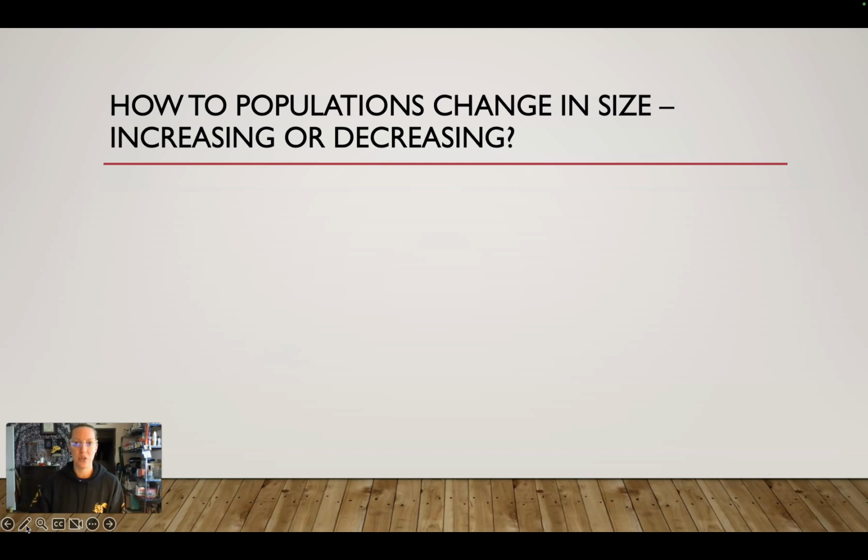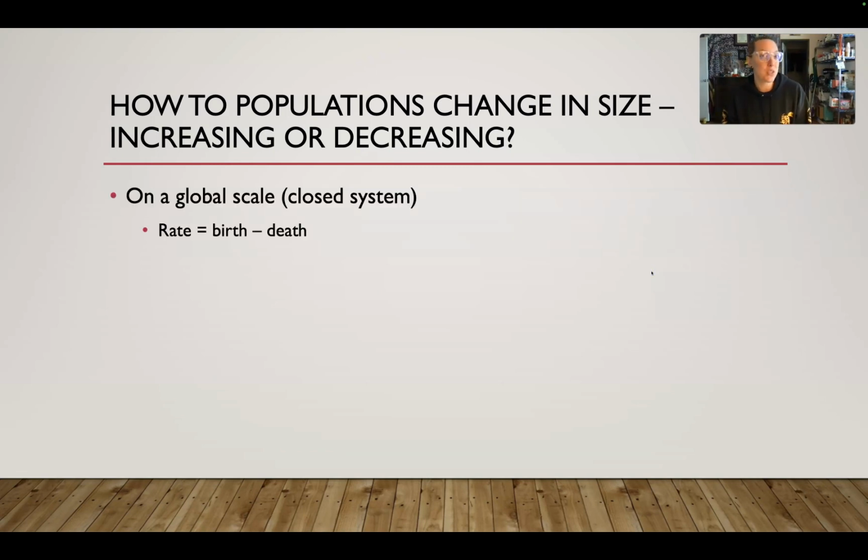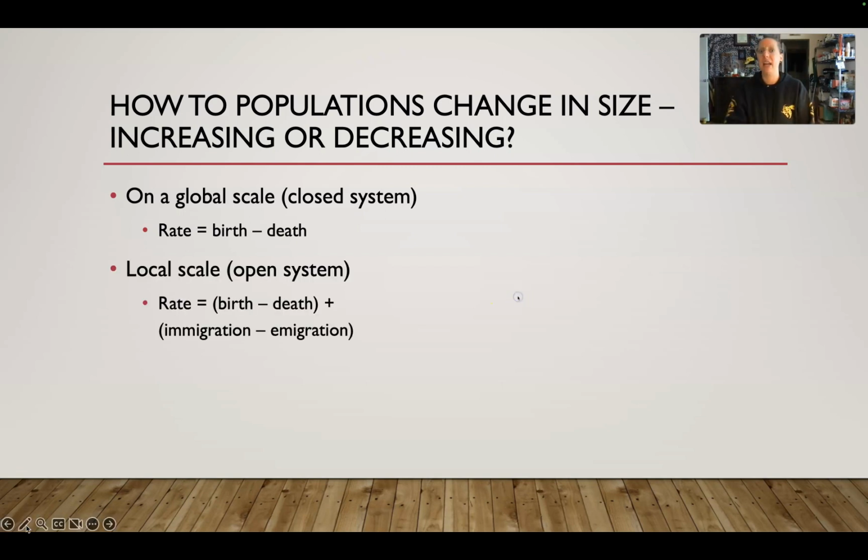The next question that we want to address is, how do populations change in size? Are they increasing or are they decreasing? So we're going to use a little bit of math in order to help us address these questions. On a global scale, if we were considering a closed system where we don't have humans coming into Earth, immigration would not be an issue here, or like aliens coming in and humans leaving, in a sense it's a closed system, right? So the rate of human population growth is birth rate minus the death rate, which is relatively steady, or can be relatively steady.